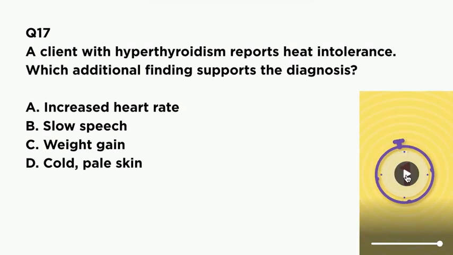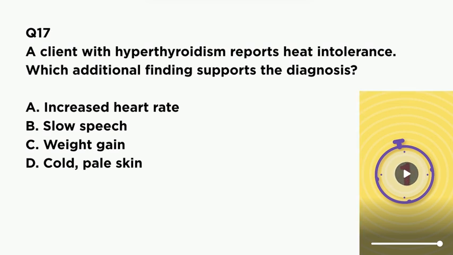Okay, so the correct answer is letter A. Increased heart rate aligns with increased metabolic activity in hyperthyroidism, right? B is incorrect because slow speech reflects hypothyroidism. C is also incorrect because weight gain contradicts hyperthyroidism. And letter D is incorrect because cold skin matches decreased metabolism.